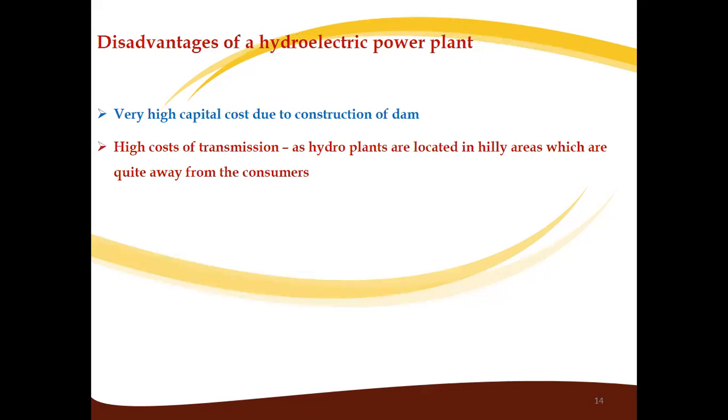So in this way, we have completed the hydroelectric power plant. In that, we have seen the working principle, the different parts of this hydroelectric power plant, the function of each part, and lastly the advantages and disadvantages of a hydroelectric power plant. So this is all about the hydroelectric power plant.